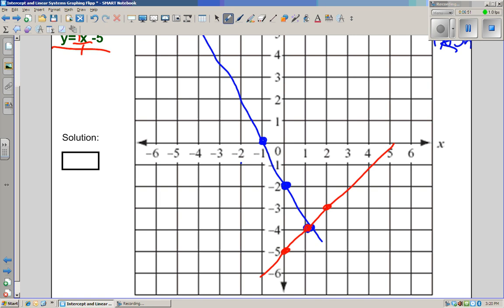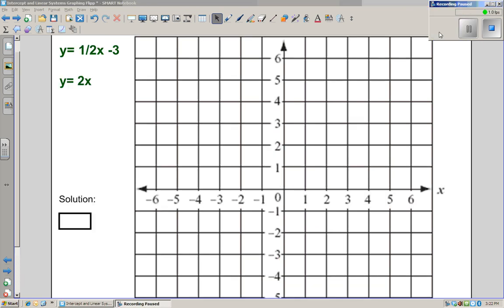You'll notice they intersect right here. The point where they intersect is my solution. So, since it goes over 1 and down 4, my solution is (1, -4). That is my solution, and that is my answer. Look for where they intersect. If you feel comfortable doing this problem, please pause, and that way you can check yourself.